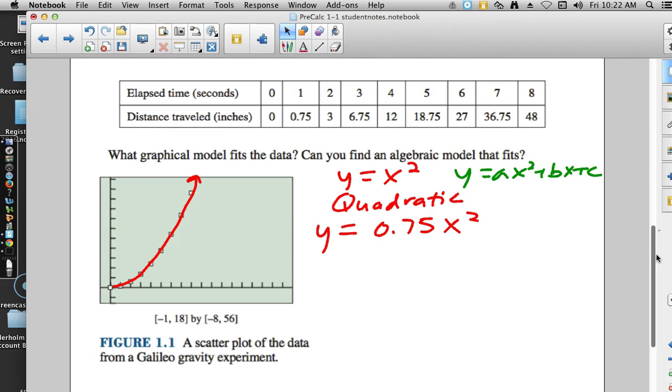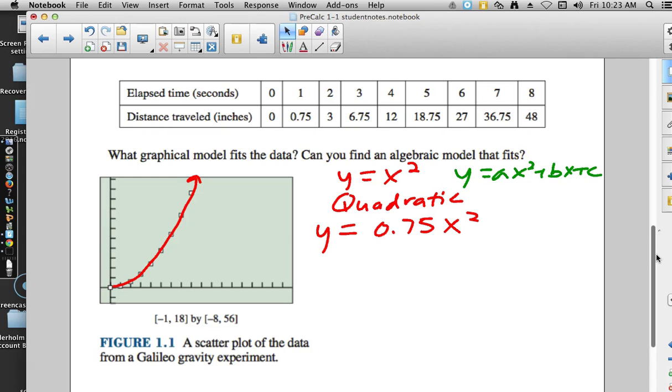But we changed the lists. So we have to hit second 5, and then arrow down, and second 6, because we wanted to save that other data. And we also have to change our window, because our window was from -10 to 10, and that doesn't make any sense with the data we have up here. We have 0 to 8 for our x's, so maybe -1 to 9. And we have 0 to 48, so maybe -1 to 50 for our y's. And if we hit graph, we should be able to see nice little dots.